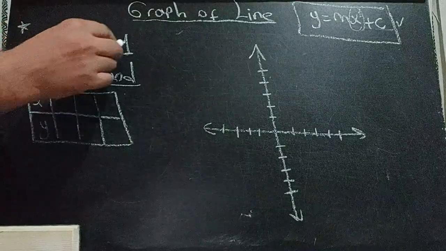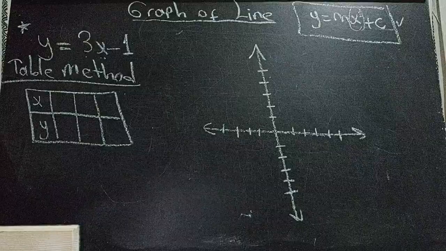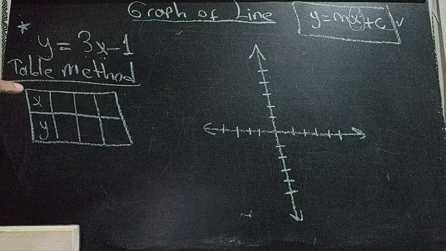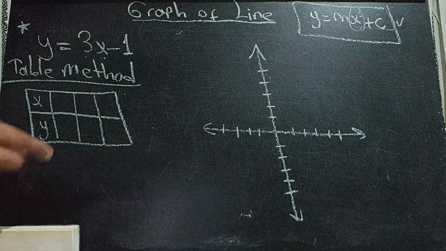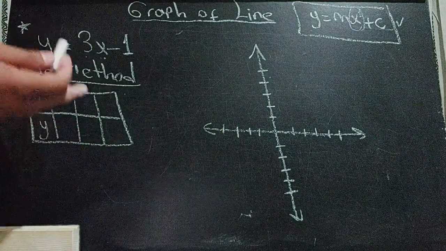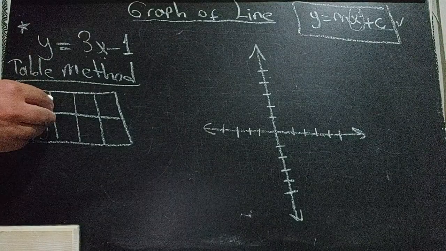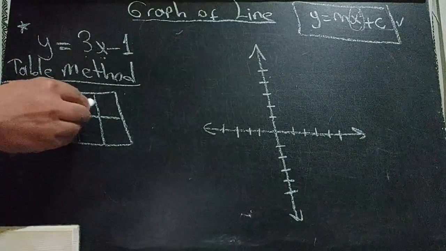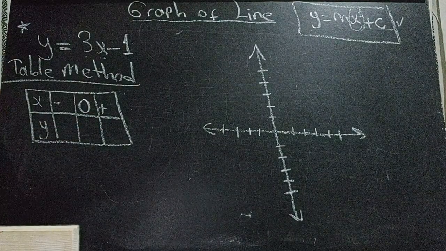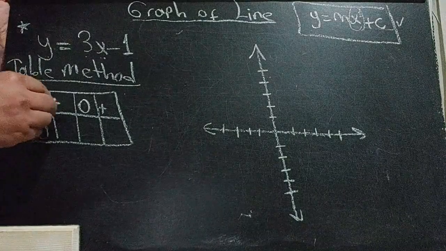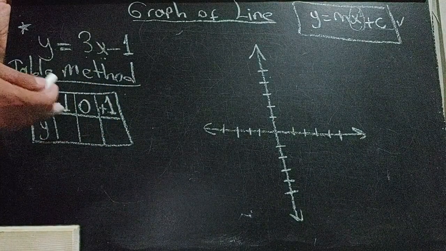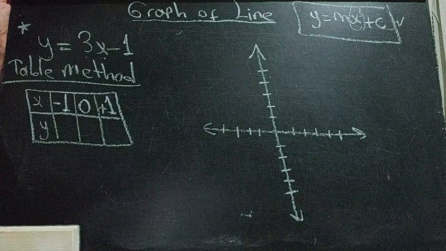y equals 3x minus 1. To solve this question, I have two methods. The first one is the table method. For the table method, you draw a table like this and you give 3 values. You can give more values too, but 3 values are good enough. So one negative, one 0, one positive value for x we are going to give. For this question, I want to give -1 and +1. It is up to you, exactly up to you. But I want to deal with -1 and +1.